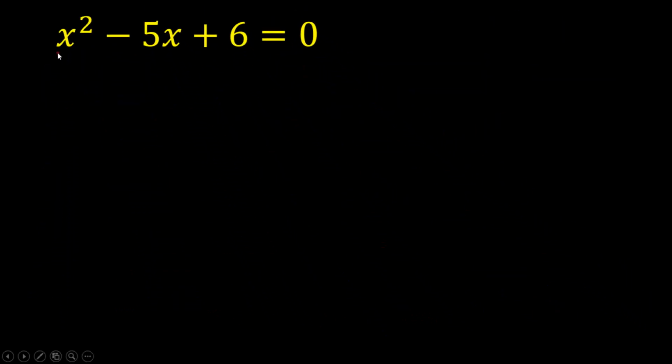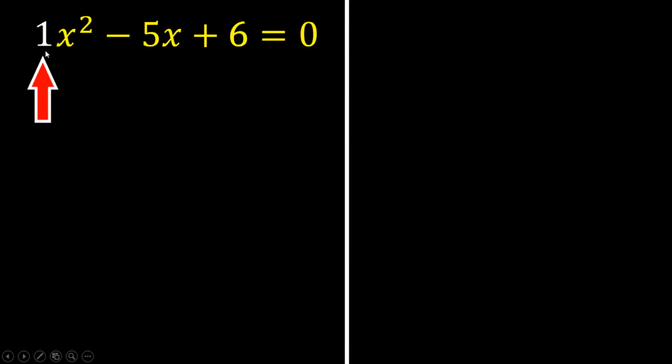Step 1. Identify the coefficients. Look at the number in front of x squared. When there is no number, it means our coefficient is simply 1. This means we can use the ultimate factoring shortcut.